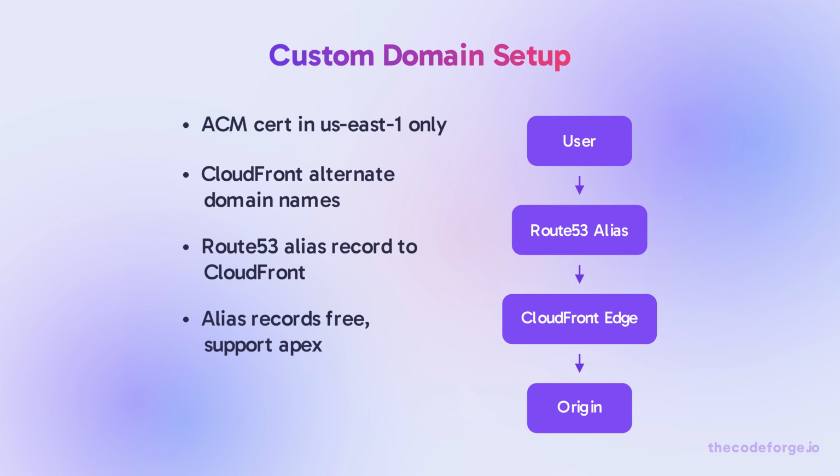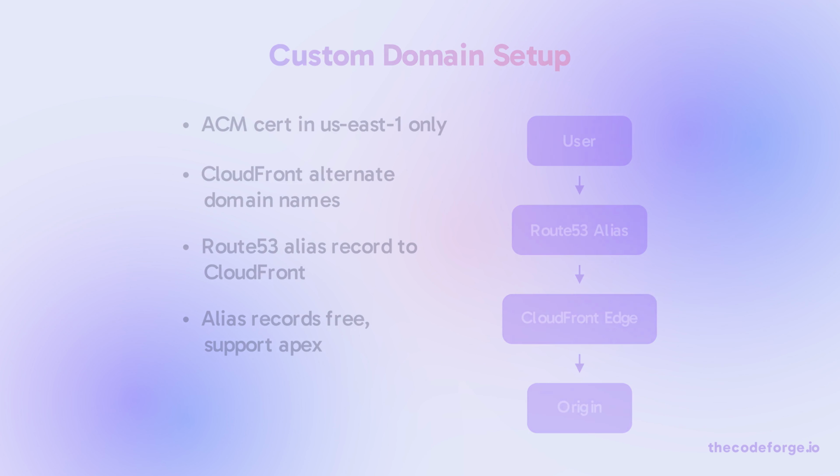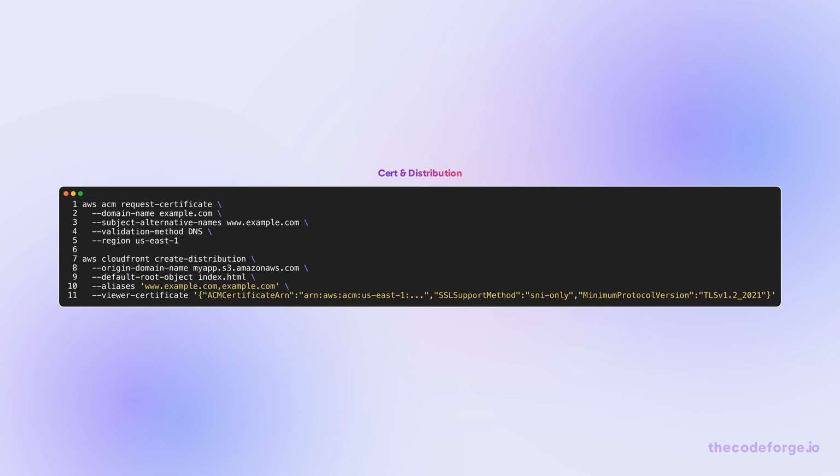To use a custom domain, you need 3 things: a Certificate Manager certificate in us-east-1, the domain listed in CloudFront's alternate names, and a Route 53 alias record pointing to the CloudFront distribution. The certificate region trap catches everyone. Request the certificate in us-east-1, then create the distribution with the certificate Amazon Resource Name. Always use us-east-1 for CloudFront certificates.